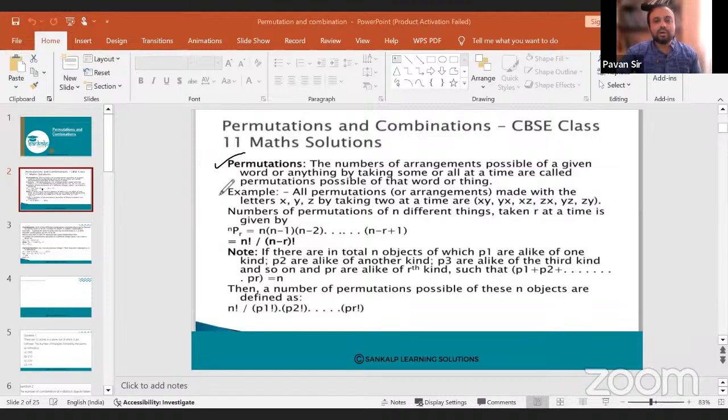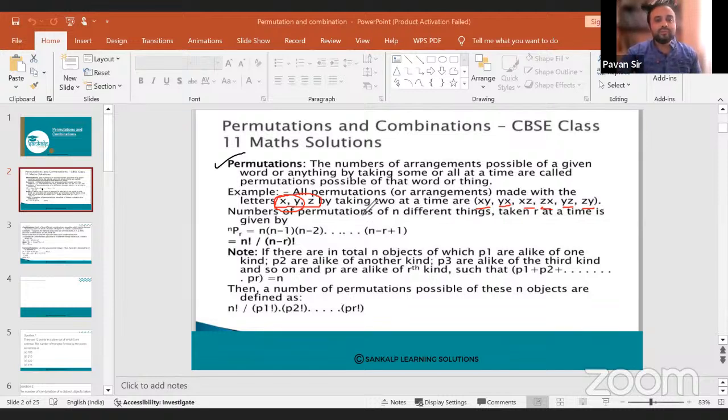Example: all permutations made with the letters x, y, z taking two at a time. Suppose these three letters are given: x, y and z. Taking two at a time means xy, then yx, the reverse of that, then xz, zx, yz, zy. So in total we can create six arrangements using permutation. Means we can arrange in six different ways.